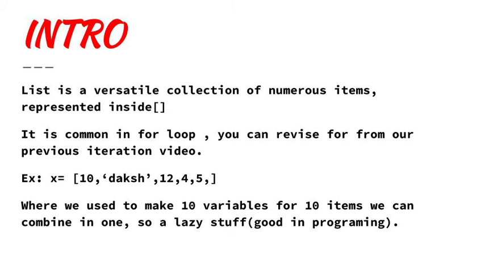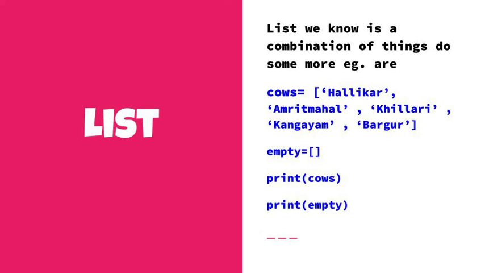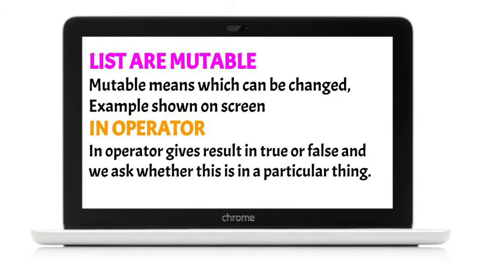Let's have some small introduction to the list. List is just a versatile collection of numerous items. It can be booleans, floats, integers, and any value you want to put. We used to take 10 variables for 10 items. Now we can just combine them all in just one. So this is lazy stuff and good in programming. It helps in shortening the length of your program, which helps in increasing the efficiency of the program, and it is also very common in the for loop. You can revise that from our iteration video. Lists are mutable, which means that they can be edited.